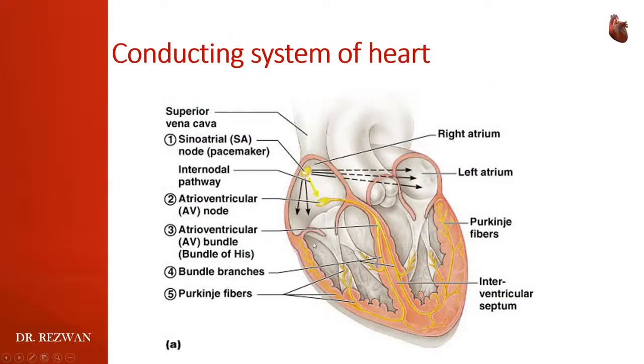In this picture we can see this is the SA node, this is the internodal pathway, this is the AV node, and this is the bundle of His. Then it divides into the right bundle branch and the left bundle branch. The right bundle branch goes as Purkinje fibers to the right ventricular wall, and the left bundle branch goes to the left ventricular wall as Purkinje fibers.